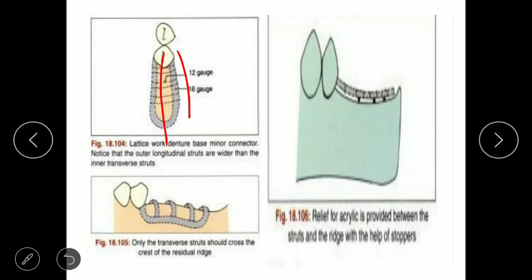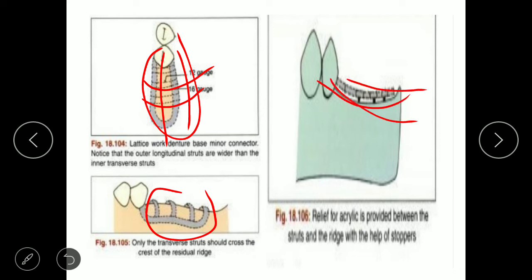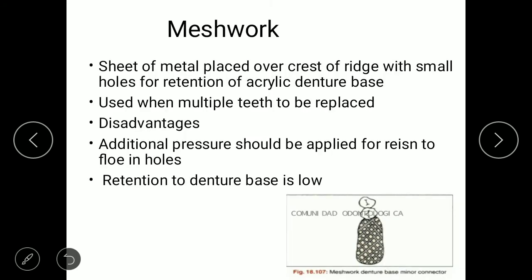These are the long struts of metal and this one is the short strut, which forms a lattice pattern. This is the transverse strut, which crosses the crest of the alveolar ridge. Here relief should be provided between the strut and the denture base on the ridge so that flow is easily available. The next one is meshwork.